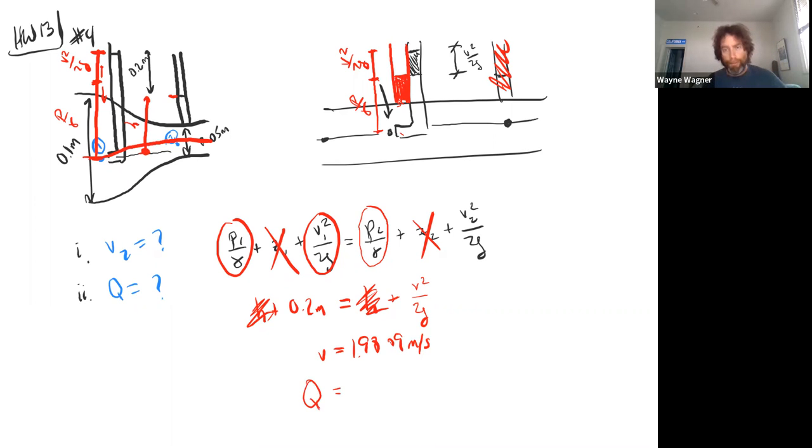I'm not going to do that part. You know how to do that. We just multiply that times pi times 0.05 meters squared divided by 4. All right, that makes sense? We cool? I got you.